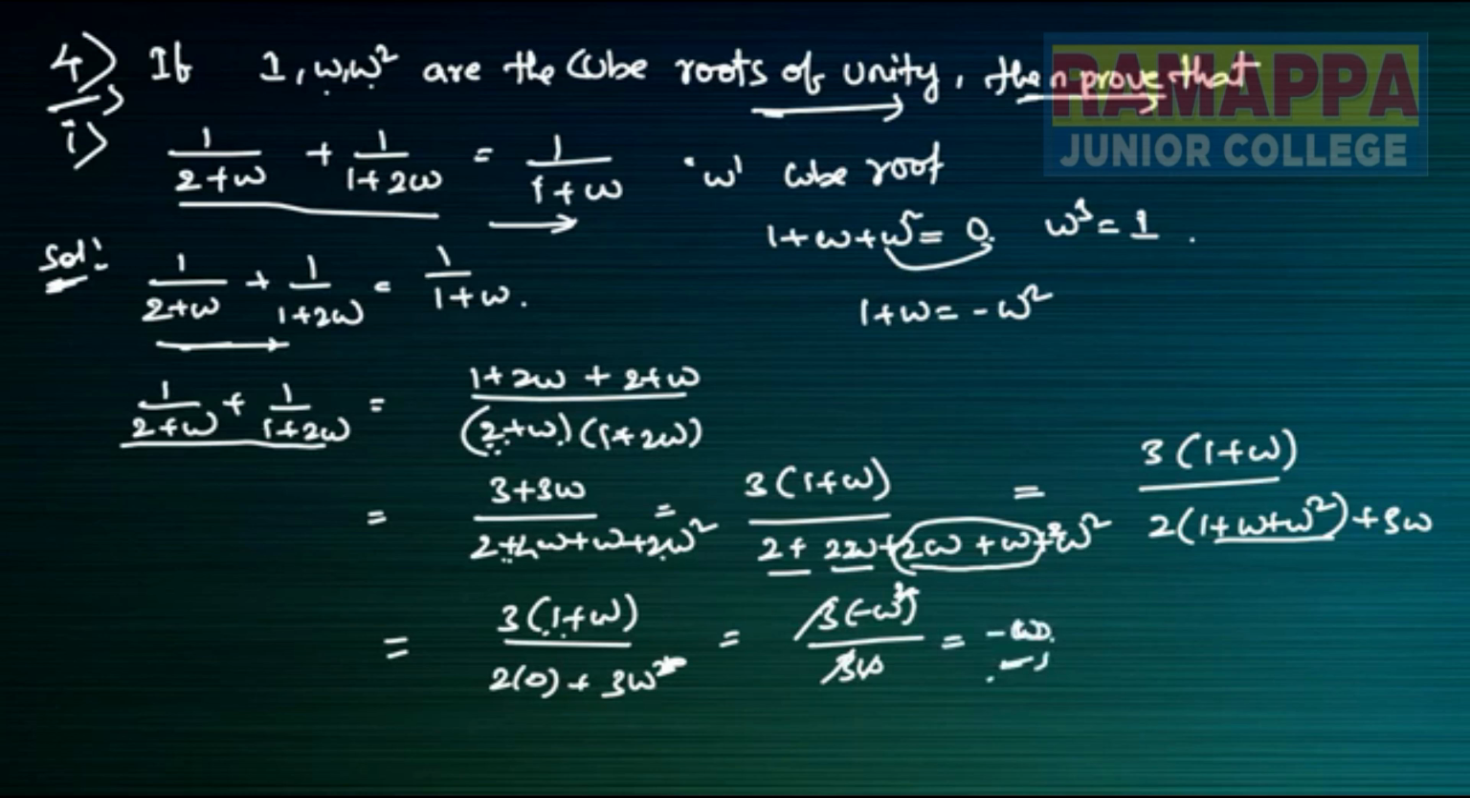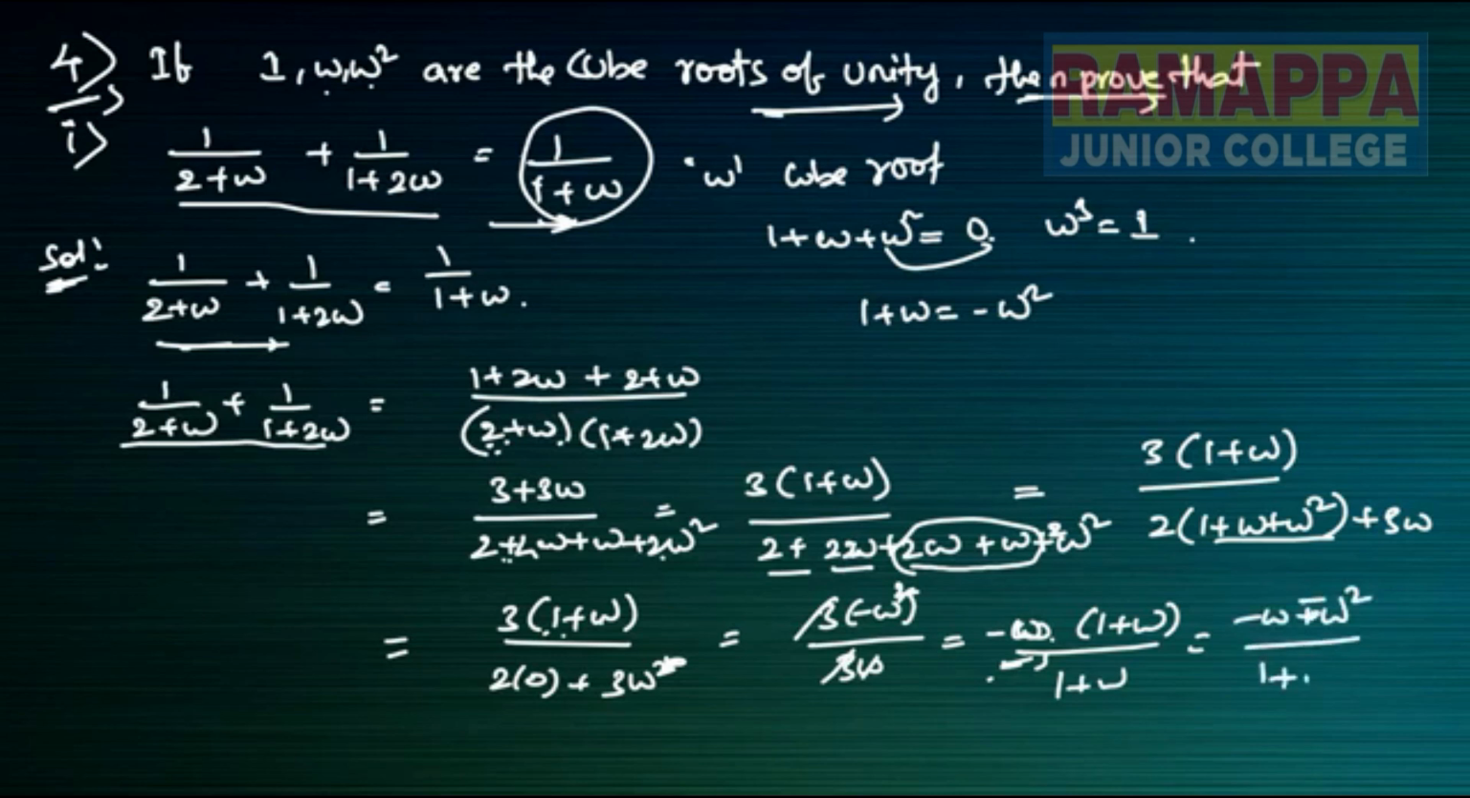So here what we have to prove, this one. For this I will do one thing here. I will multiply with 1 plus omega divided by 1 plus omega. So it will become minus omega plus omega square, minus omega square divided by 1 plus omega. So from this I will write 1 is equal to minus omega square. Okay, so 1 will come in the numerator plus 1 by omega will come in the denominator. So this is the answer here.